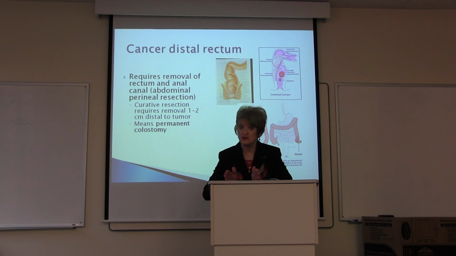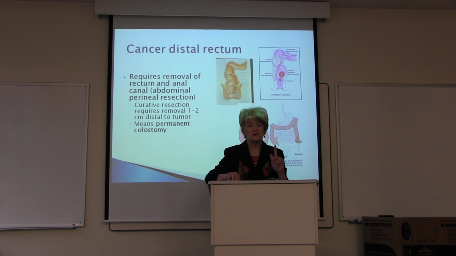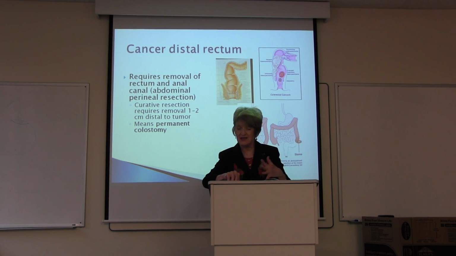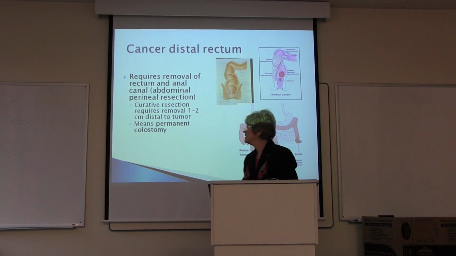And in 2013, the guidelines for curative resection are: take the tumor, take at least 5 centimeters above the level of the tumor, have pathology verify clear margins. Take at least 1 centimeter below the tumor and have pathology verify clear margins. Now here's what dictates whether or not a patient has a permanent colostomy.